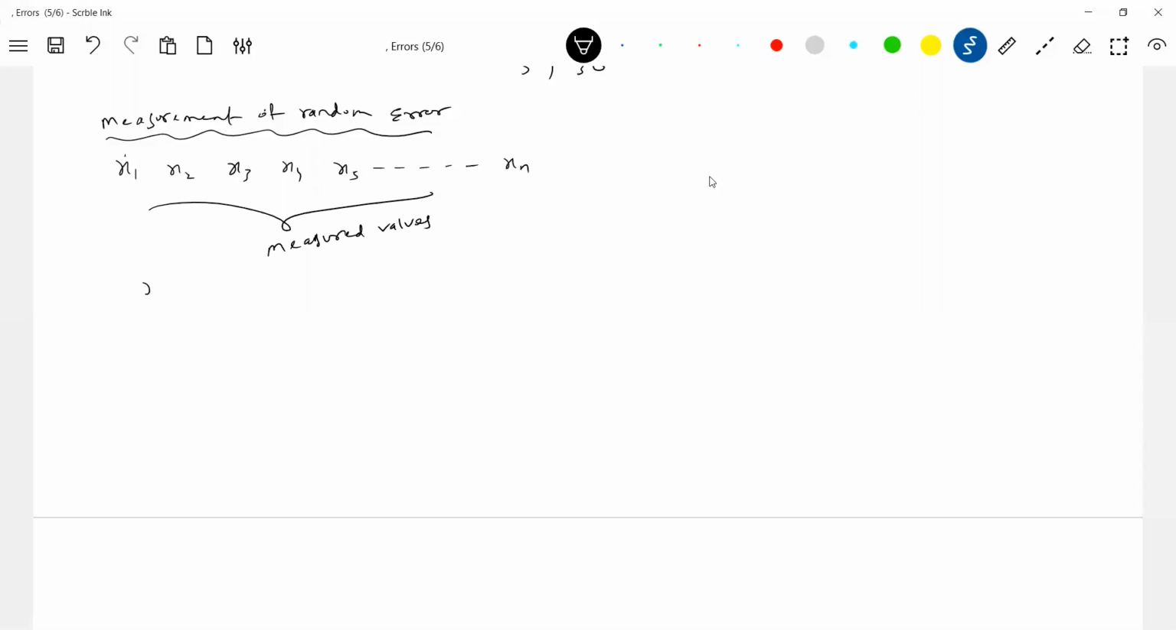Then what I do, I'll take the mean of that. This is called the mean average, or average value. So this will be xm, symbol x1 plus x2 plus x3, and so on up to xn, divided by n. For 10 observations, add all the 10 values and divide by n.